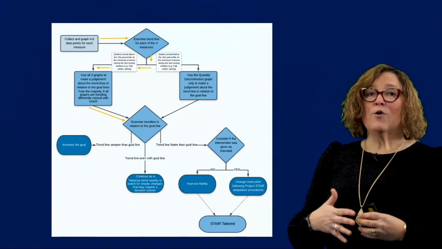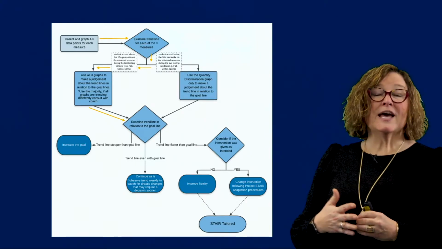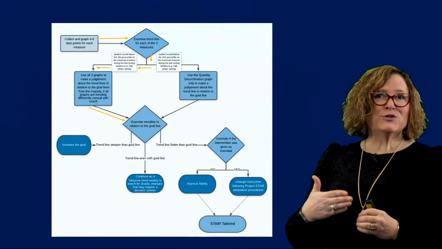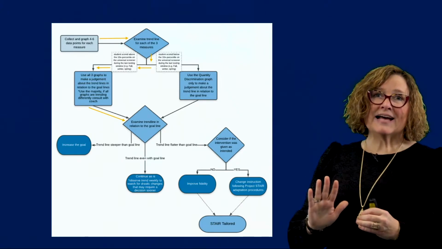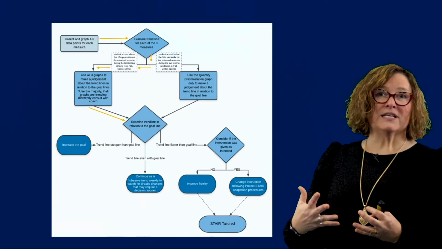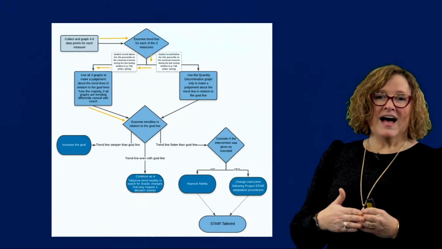The second decision-making point might be if the trend lines are mostly even with the goal lines, then the student's on track. Right now, we can stay the course. We don't need to make any changes. We continue as is. We want to monitor those graphs weekly to make sure there's not any changes. So if we stay as is, we're going to continue to monitor weekly to see if there's any changes in comparing trend to goal line.